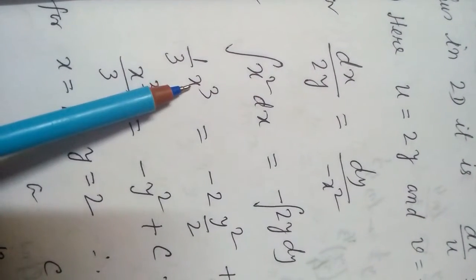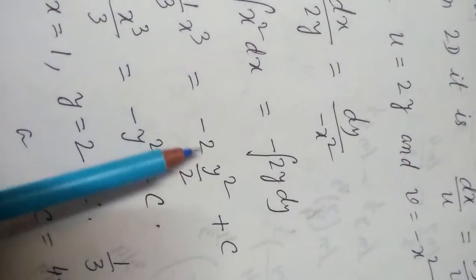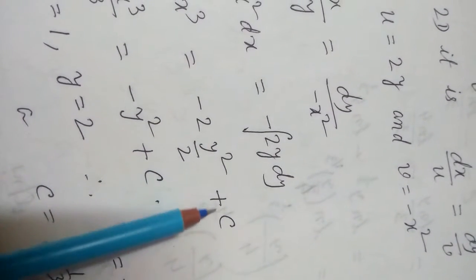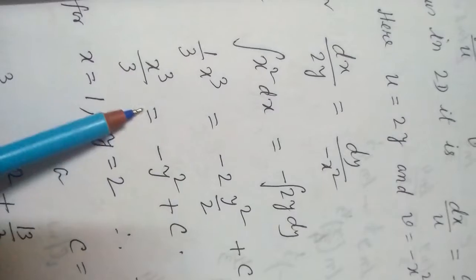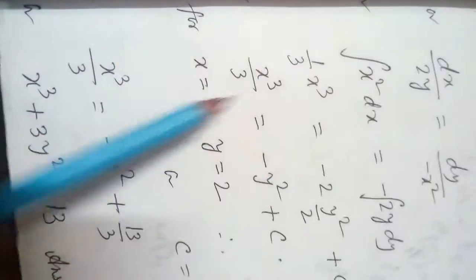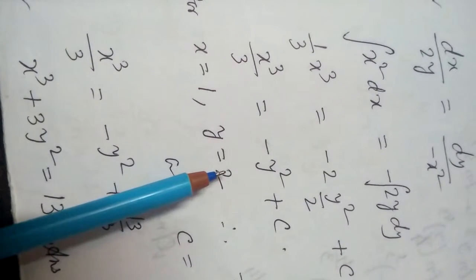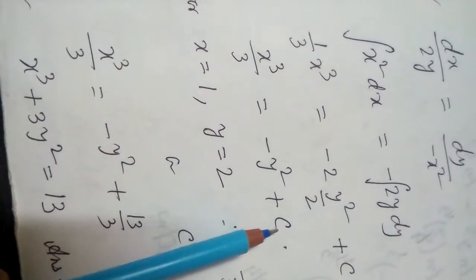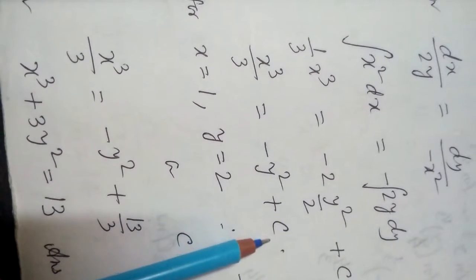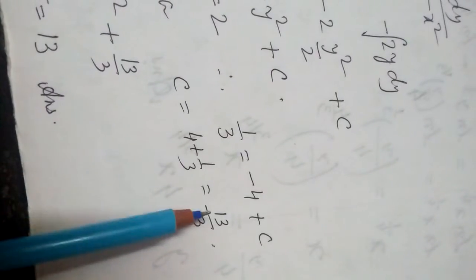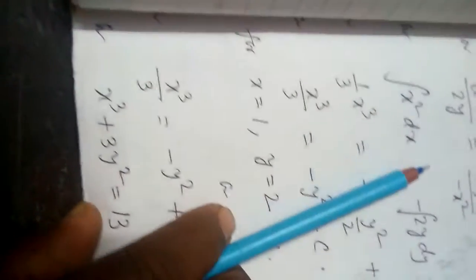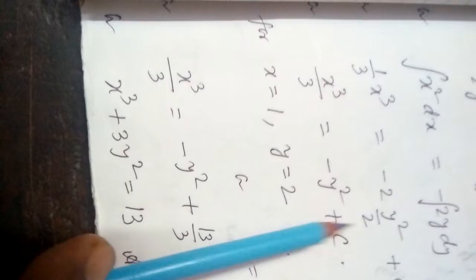dy. Now if you integrate it, this c can be found out from the point given. x is equal to 1 and y is equal to 2. These are the points given. We'll be using this to find out the value of C. So C is here 13 by 3. So we can put the value of C here.